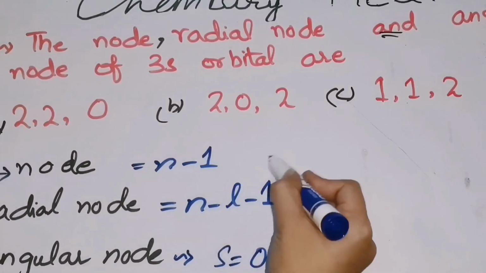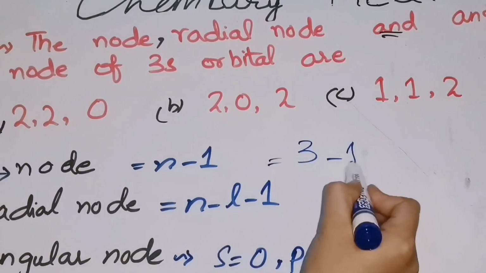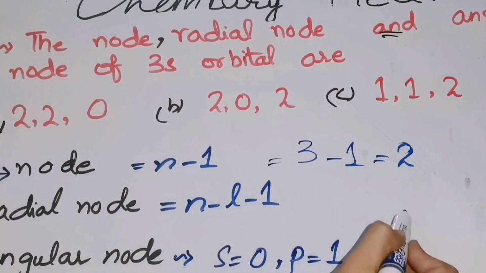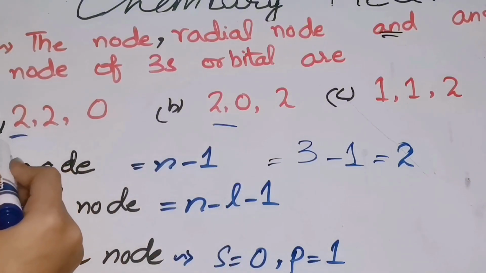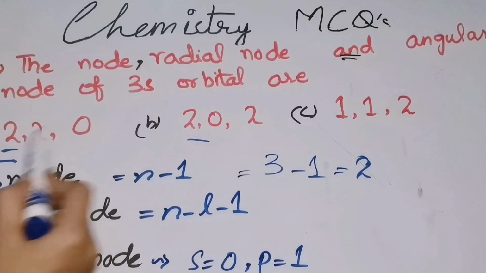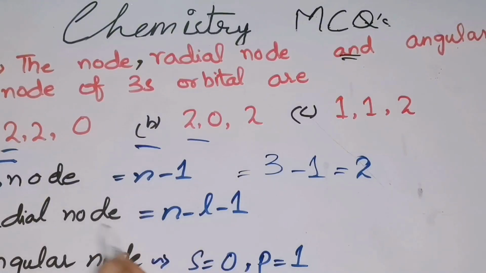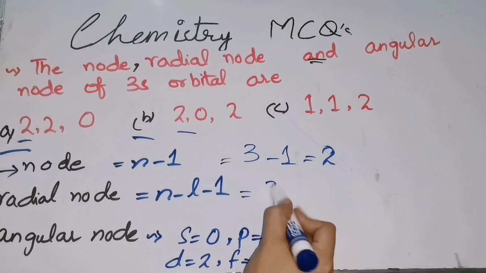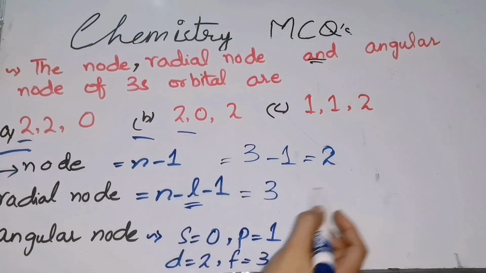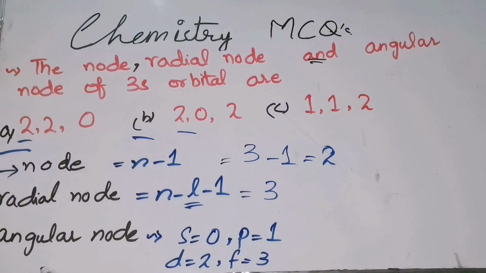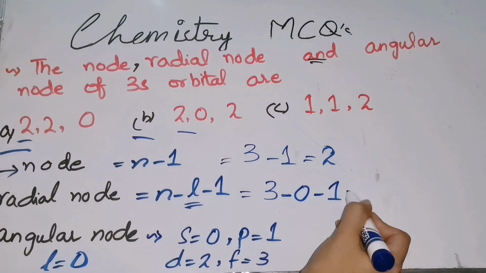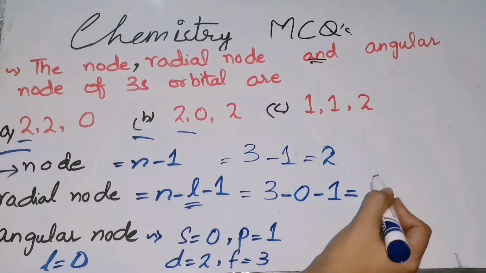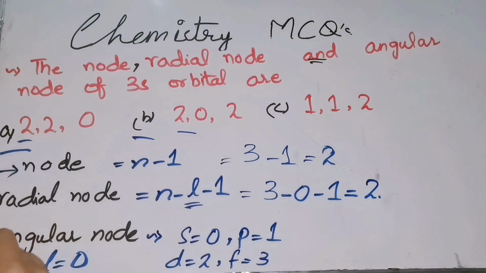Which orbital is given? 3s. So n is equal to 3. So 3 minus 1, which will be equal to 2. So in option A and B, 2 is given. So the correct option will be option A or option B. Now let us check the radial node. n is 3, and we are having 3s. So for L, we know that s is equal to 0. So 3 minus 0 minus 1, when you calculate it, you will get the answer 2.